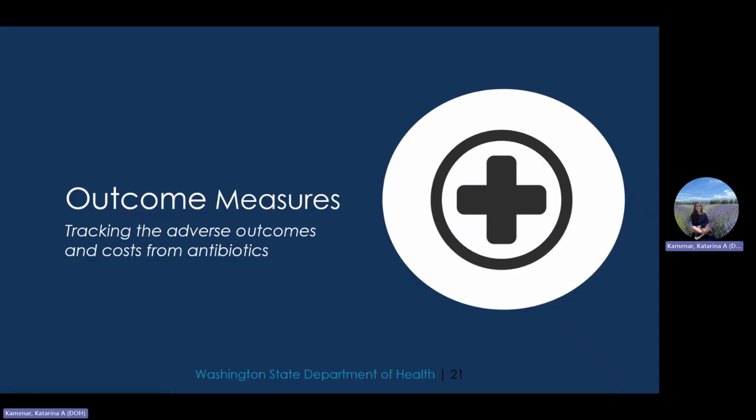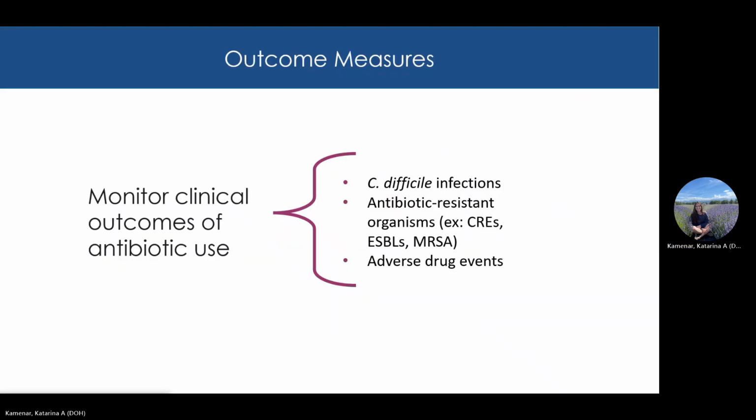Our last antimicrobial stewardship measure type to cover is outcome measures. Outcome measures track the adverse outcomes and costs of antibiotics. Outcome measures are mostly focused on monitoring the clinical outcome of antibiotic use. The good thing about them is you're probably already tracking an outcome measure for your infection control program.